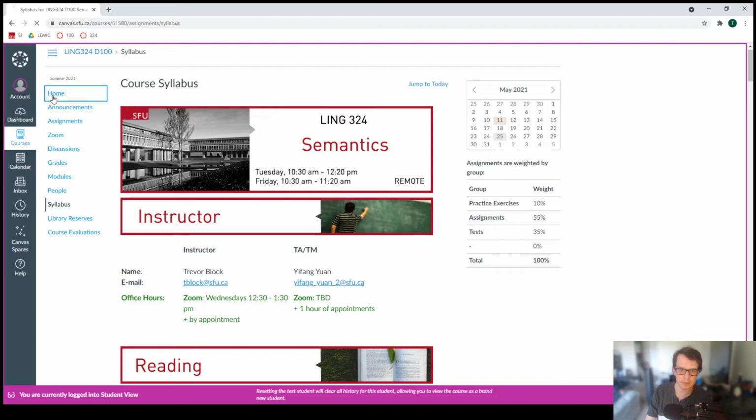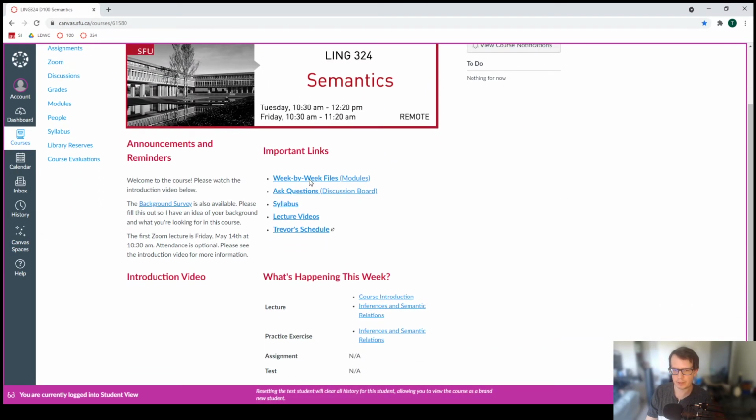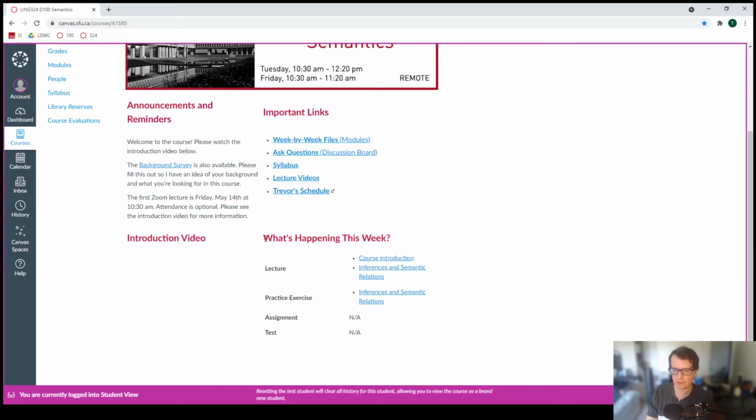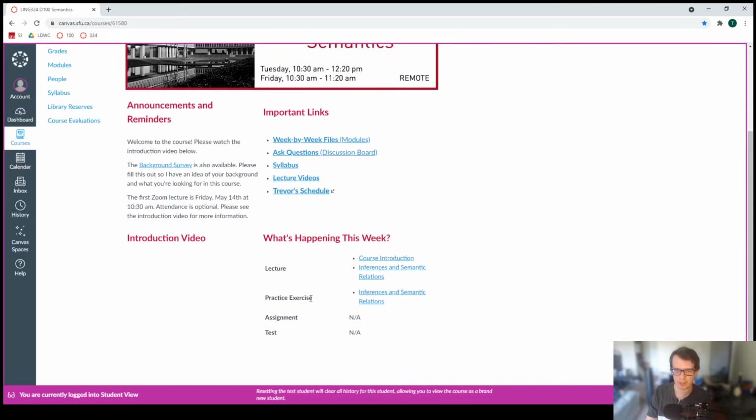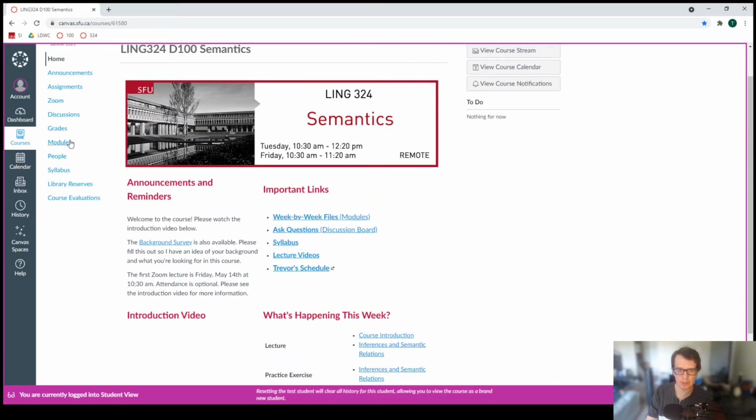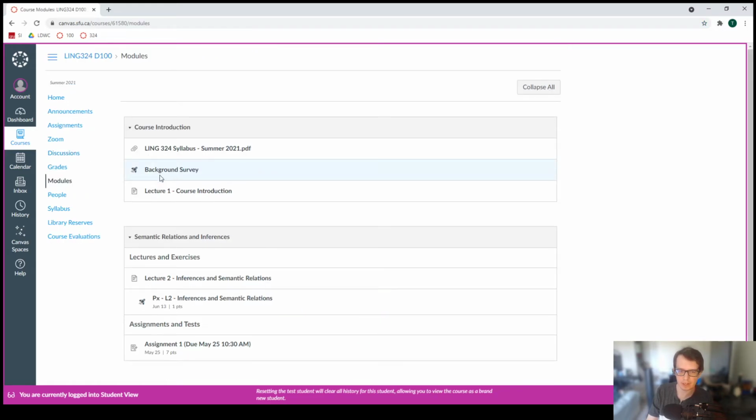So that's the syllabus. The homepage, I update the homepage every week with what's happening so you know which lectures you have to do, what the practice exercises are, the assignments and tests. But if you want to take a look at the previous weeks, you can always click on the module section on the side and all the information will be there. So assignments, past exercises, the lectures, and so on.